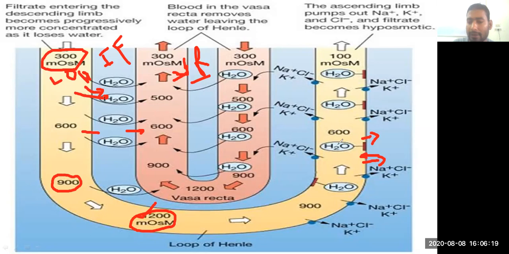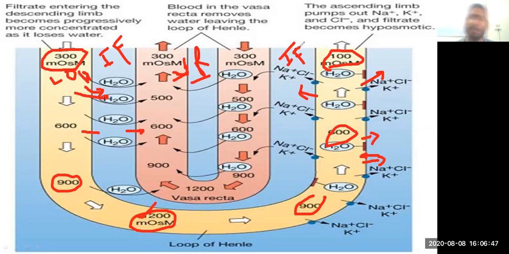The osmolarity continues decreasing. So here 900, then here 600, then here 100 milliosmolarity. Why? Because sodium chloride molecules come into the interstitium fluid via active transport. So when sodium chloride molecules come inside the IF, that is the interstitial fluid, okay, this is the story about the loop of Henle.